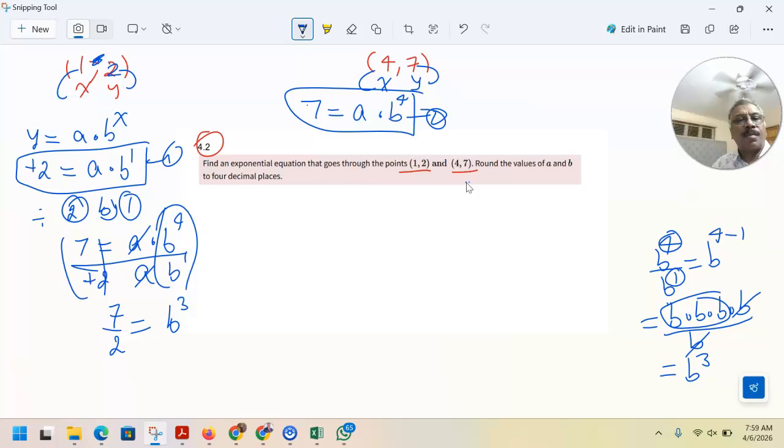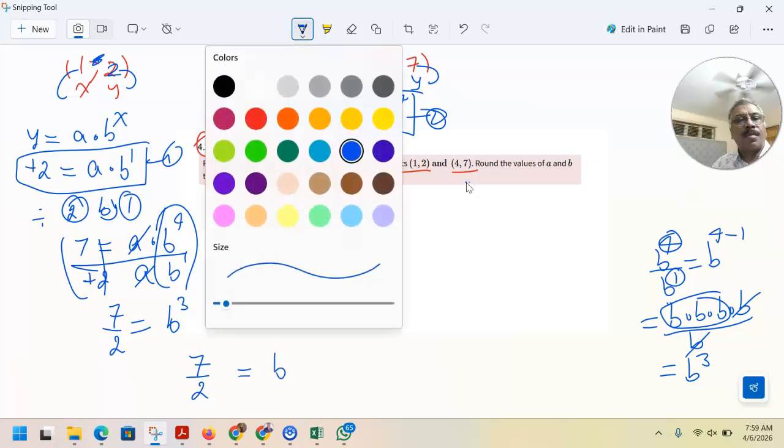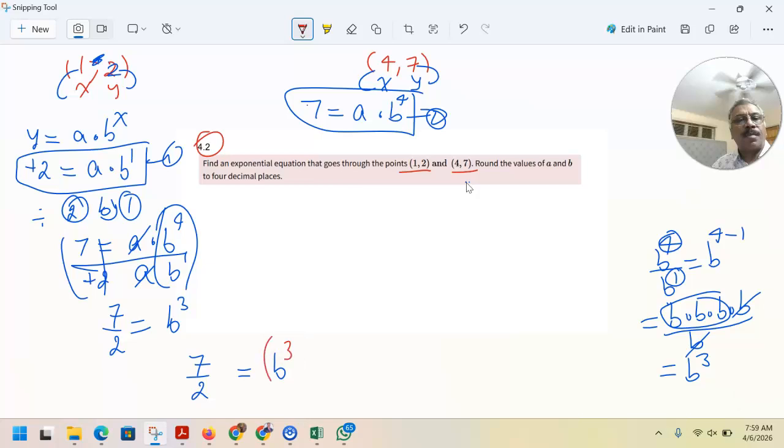And now you have to raise both of these to a power. Because it is b raised to 3 and we want to find b, and there is a 3, you raise to the power of 1 over 3. So this 3 crosses out and you get b equals, and the calculator does the job. So 7 over 2, to the 1/3.